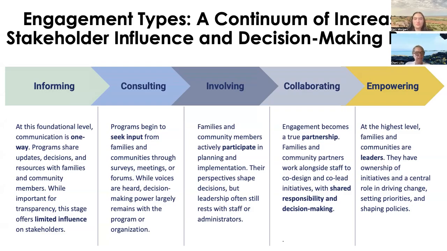Let's begin with informing. This is the starting point. This is when programs really provide updates, announcements, or resources to families and communities. It's a one-way communication with the program communicating to families and communities. It's important because this is where you start to build transparency and relationship. But in terms of influence, it is very low on the scale of influence for family and community.